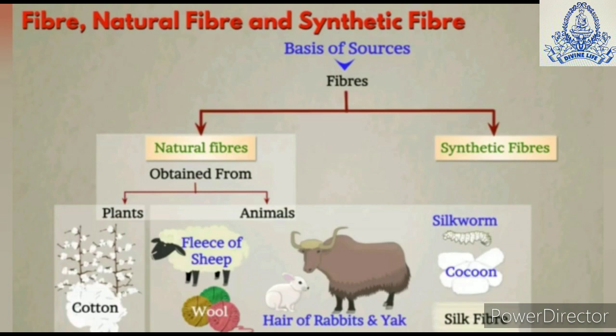So, on the basis of sources, fibers are divided into two parts, natural fibers and synthetic fibers. We obtain natural fiber from plants and animals. Plants like cotton, jute, flax, etc. And from animals, we get wool from the fleece of sheep, rabbit, yak, or silkworm. We get animal fibers like silk from silkworm.